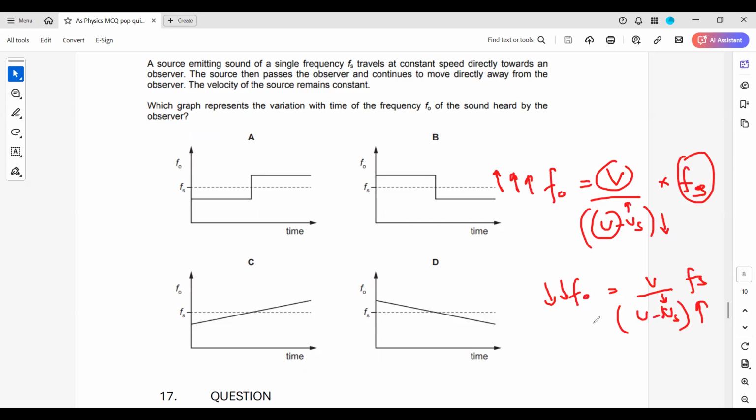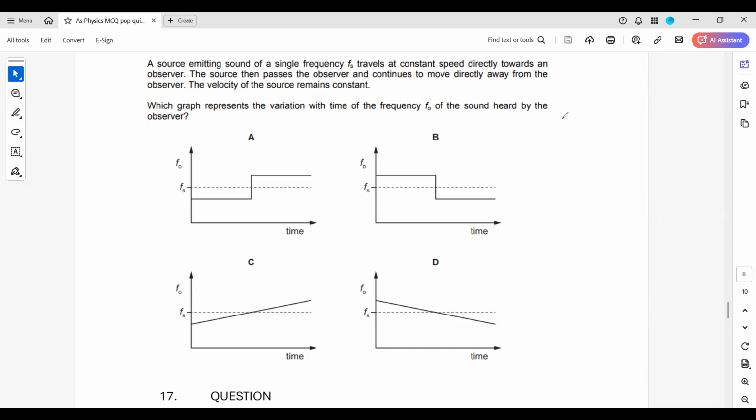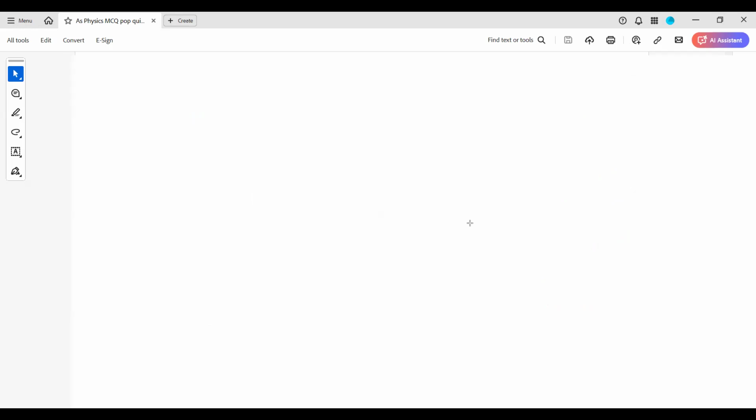I'm giving the same idea. Let's say there is a source which is moving towards the observer and the speed of the source is increasing or decreasing. In the Doppler effect we have two concepts: one is whether it's moving towards or away, and another is whether it's moving towards but with a different speed. Here is an observer, here we have a source, and this is also a source. This source is moving away, this source is moving towards.